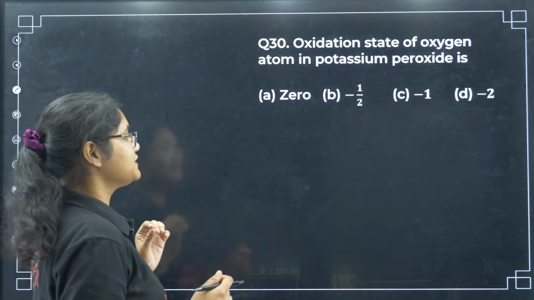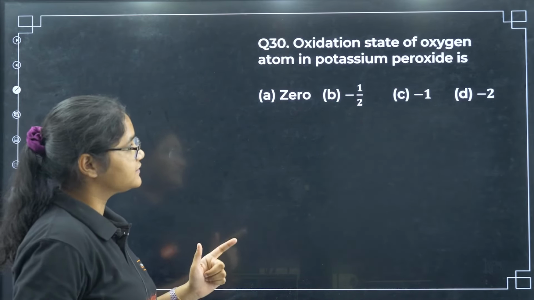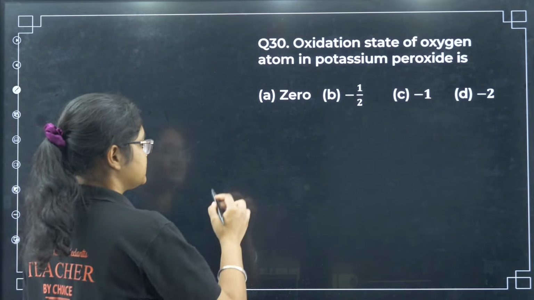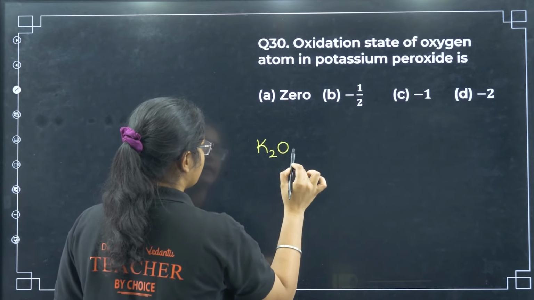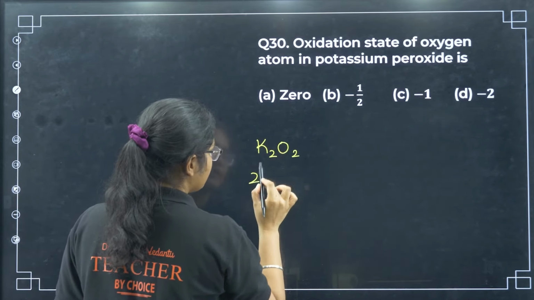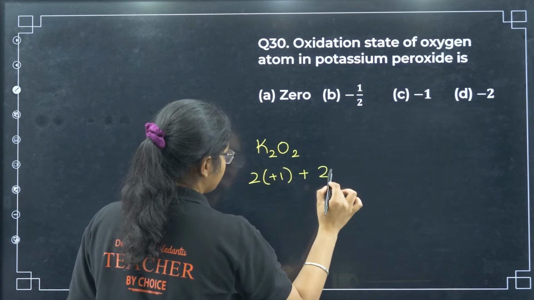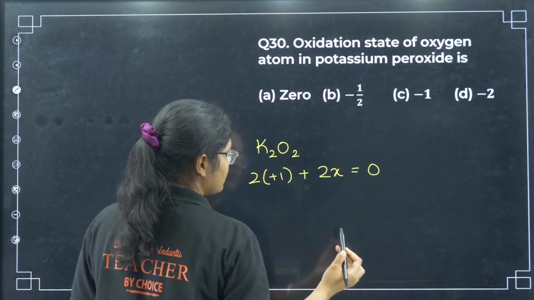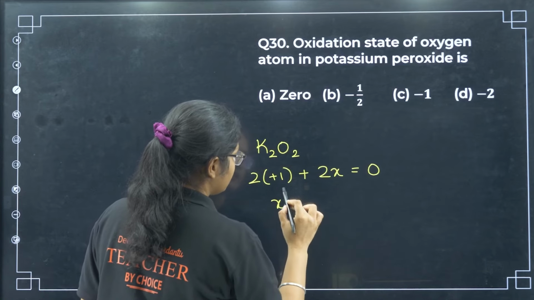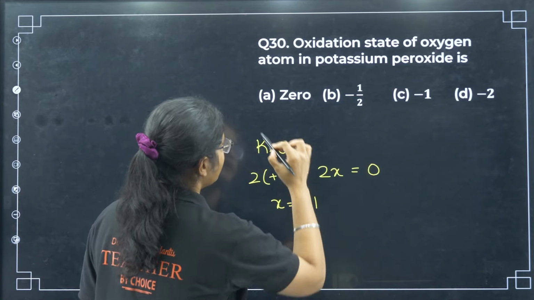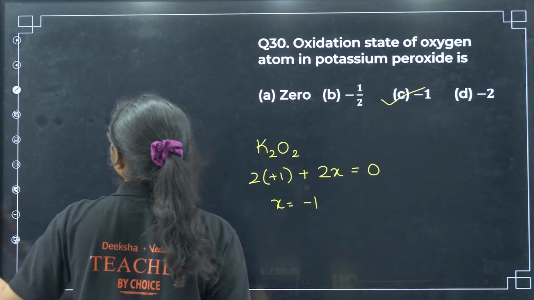Let us see the last question here, oxidation state of oxygen atom in potassium peroxide. So if I have potassium peroxide K2O2, right? Let it be, potassium is +1, so 2 into +1. Oxygen we have to calculate, so 2x, that is equal to 0. Now if I solve this, x will be equal to -1, right? So that is option number C.